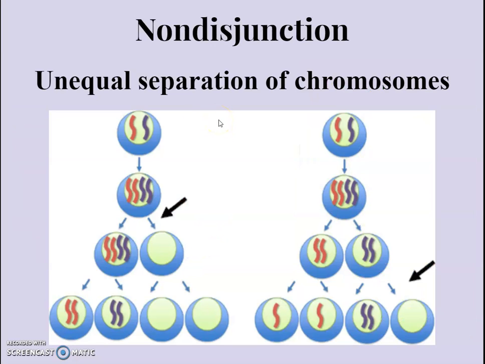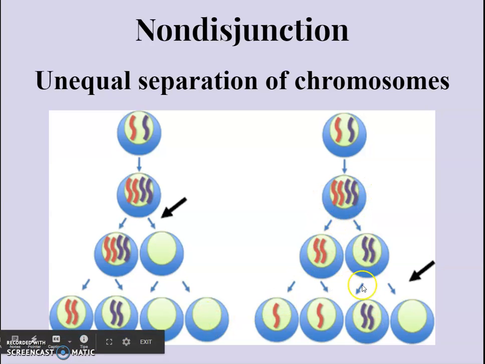Non-disjunction can occur at 2 different points. It can occur during the first division, during anaphase, or it can occur during the second division in anaphase. So you see here, non-disjunction occurred here, and now you ended up with 4 chromosomes in this cell, but none in this. And then when it split in the second phase of meiosis, then you ended up with 2 in each and none here, instead of 1 in each, which is what it should be.